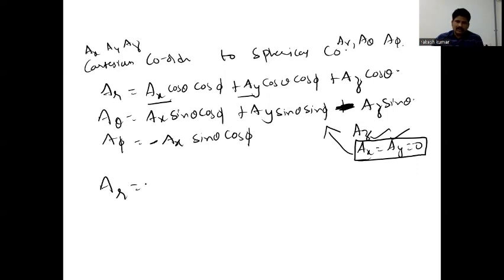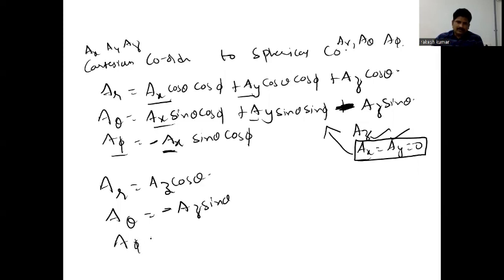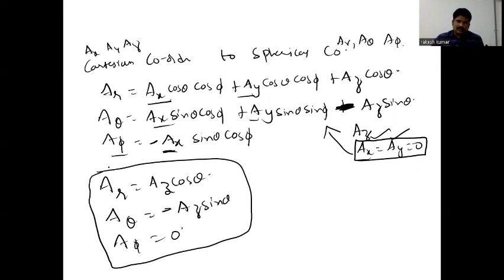Therefore, Ar is equal to Az cos theta. What is the value of A theta? Since Ax is 0 and Ay is 0, it is minus Az sin theta. Now what is the value of A phi? Since Ax is 0, A phi is 0. These are the three values we have converted into the spherical coordinate system. Along Ar it is Az cos theta, along A theta it is minus Az sin theta, and along A phi it is 0.